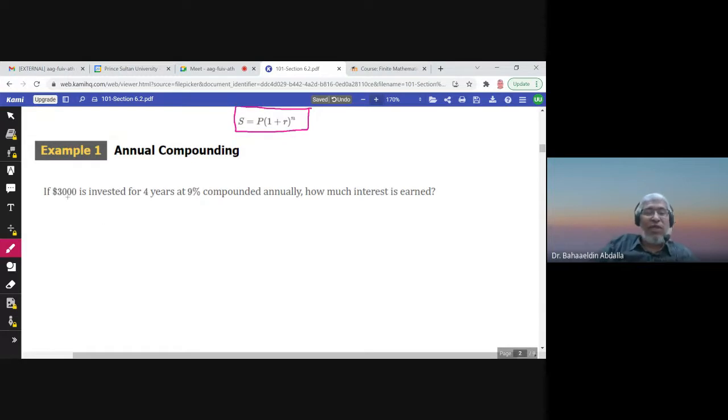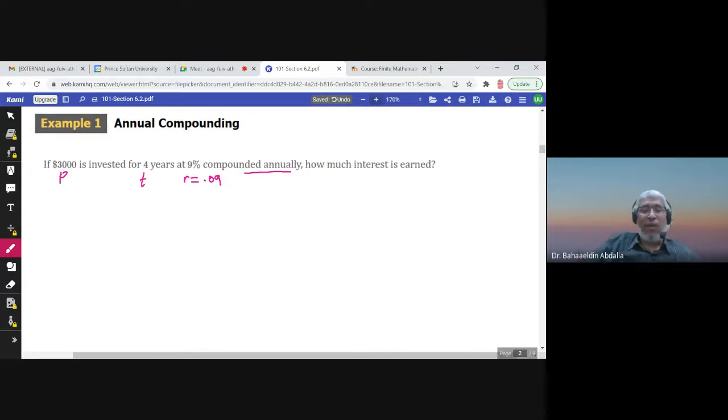So here 3,000, which is the principal, is invested for 4 years, so this is T, at R of 0.09 compounded annually. So this is not a simple interest. The simple interest here would be 3,000 times 4 times 0.09, 1,080. But if P is compounded annually, we will get more interest. How much interest is earned?